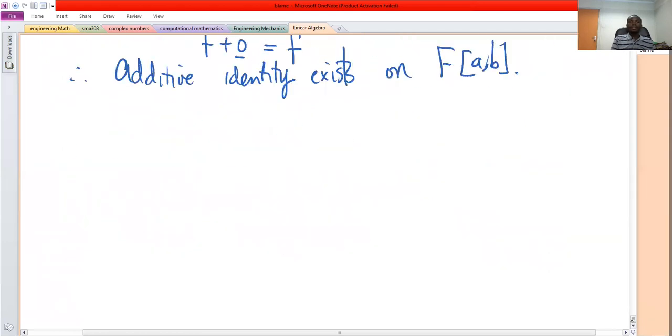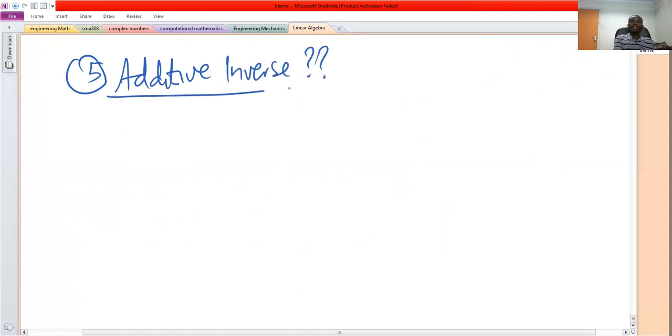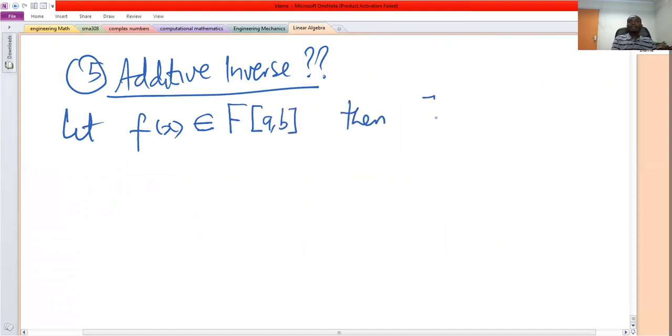Number 5, additive inverse. Does additive inverse exist? So let f of x be a function in this set. Then there exists a function negative f of x also in this set.